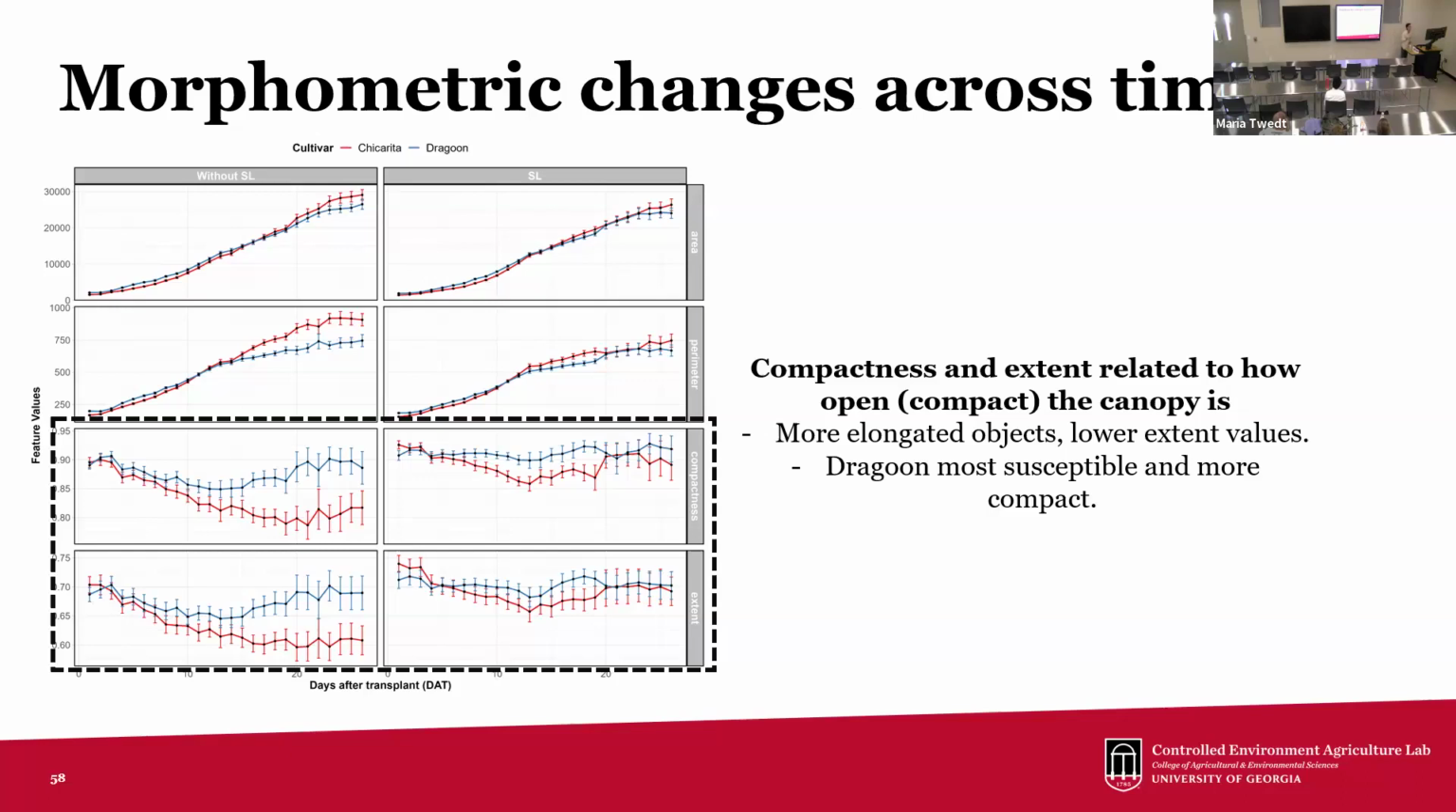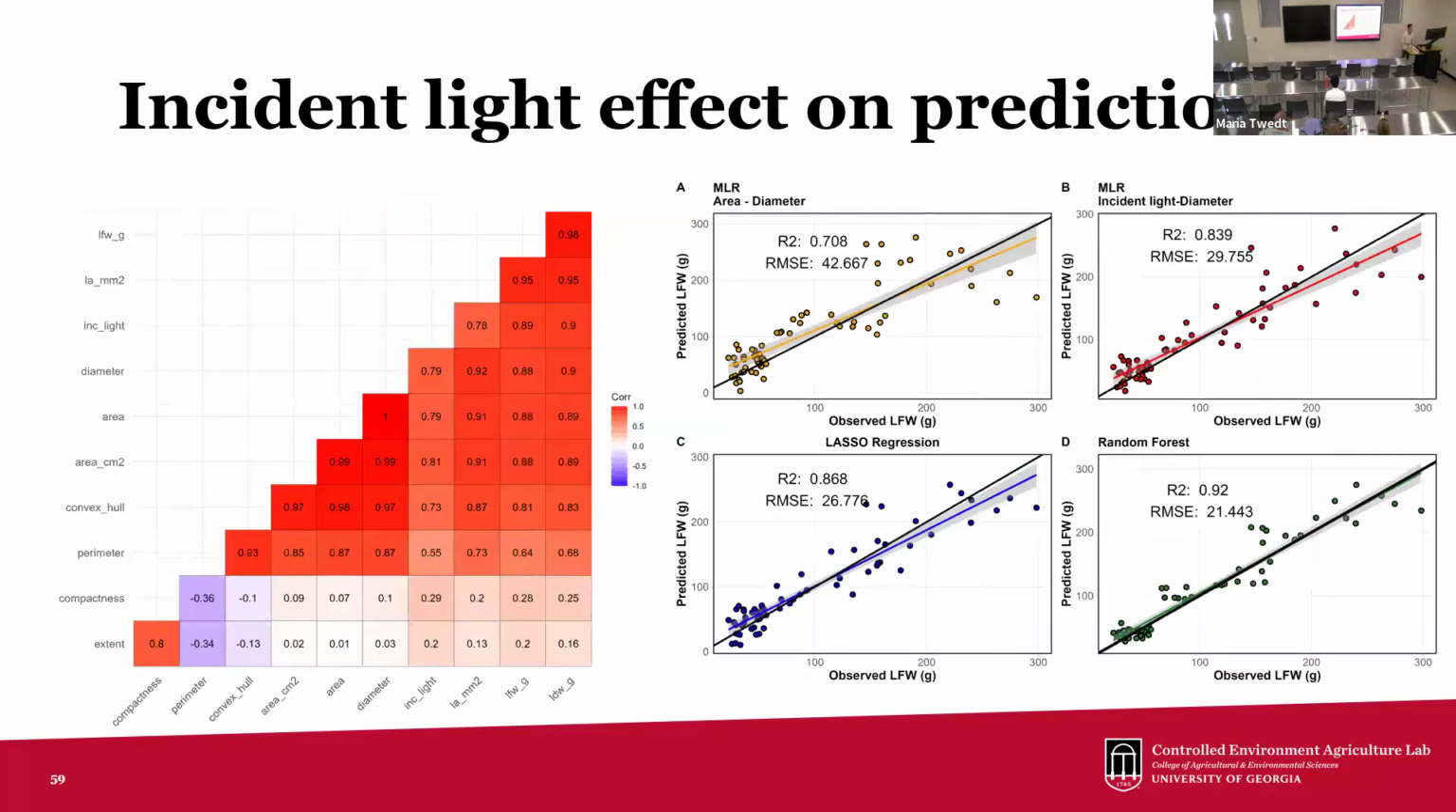Now, if you consider the graph under the supplemental light, the compactness of both plants changed, but specifically the plant that was more susceptible, cultivar Dragoon, was even more compact than the less susceptible Chicarita. So we can see that besides plant area, there are morphometric descriptions that can correlate with that response of the plant morphology to the light conditions.